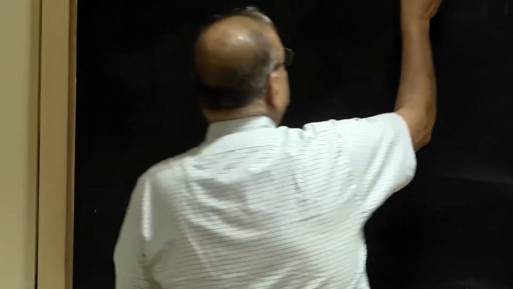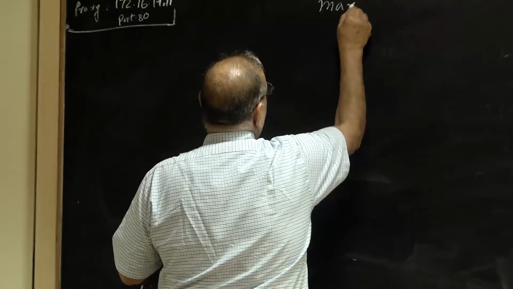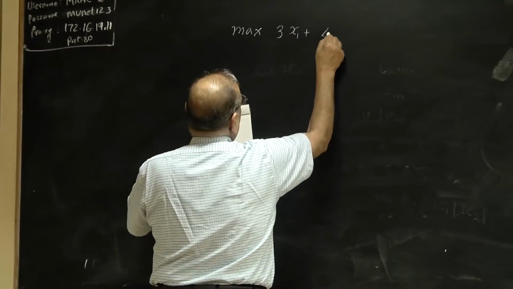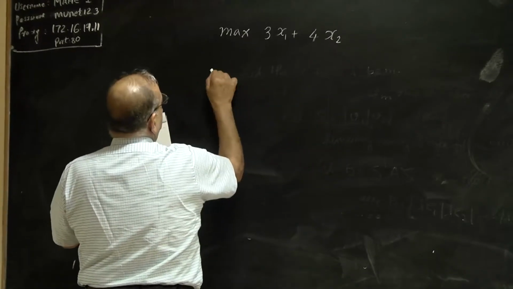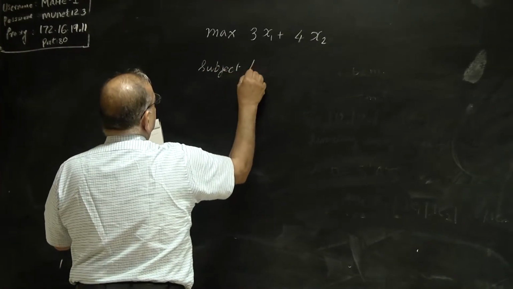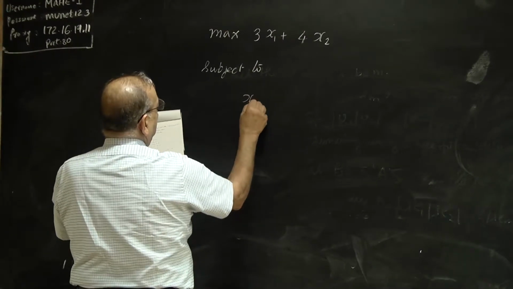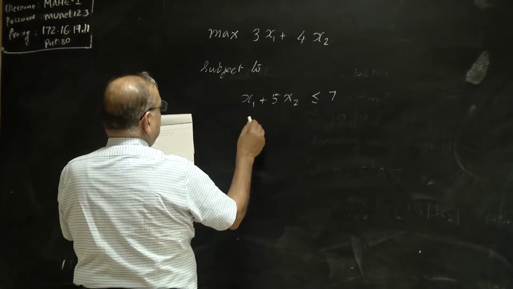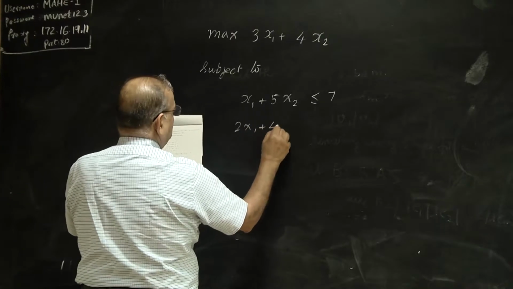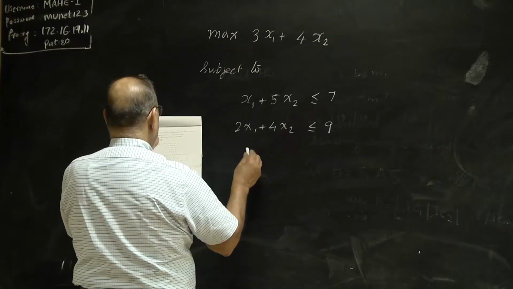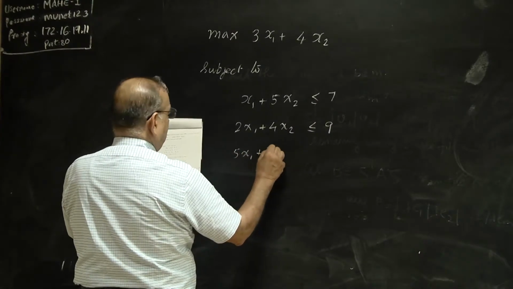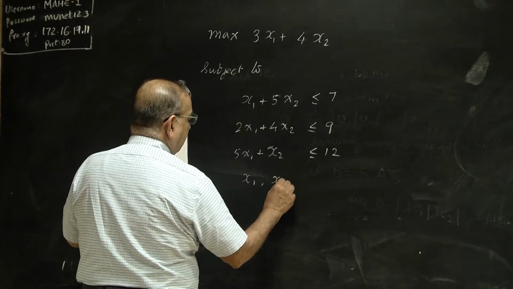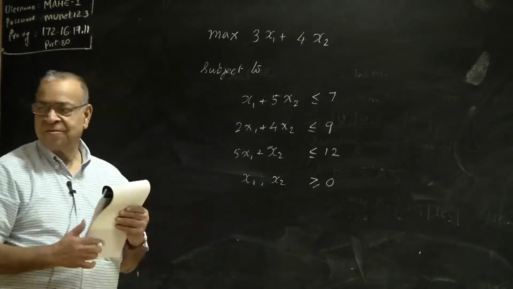Just take this simple example: maximize 3x1 plus 4x2, subject to x1 plus 5x2 is less than or equal to 7, 2x1 plus 4x2 is less than or equal to 9, 5x1 plus x2 is less than or equal to 12, x1, x2 non-negative. Okay?